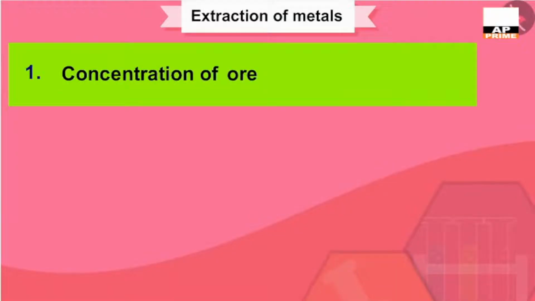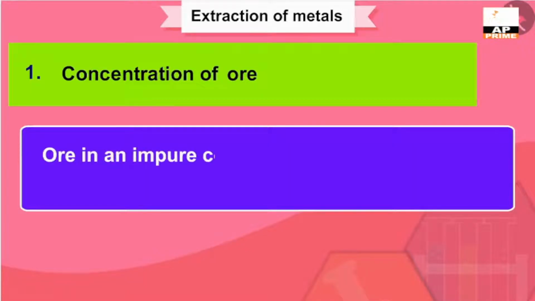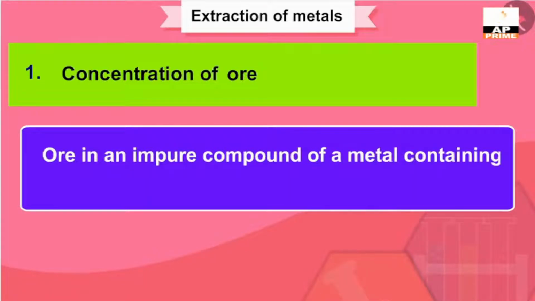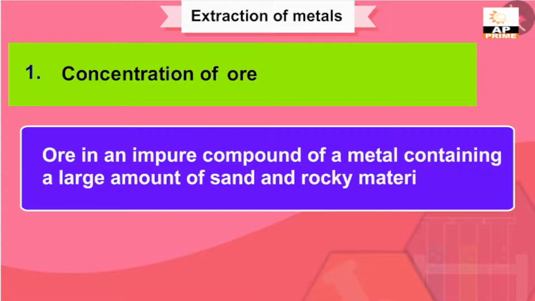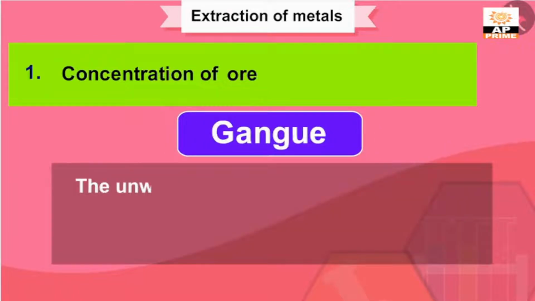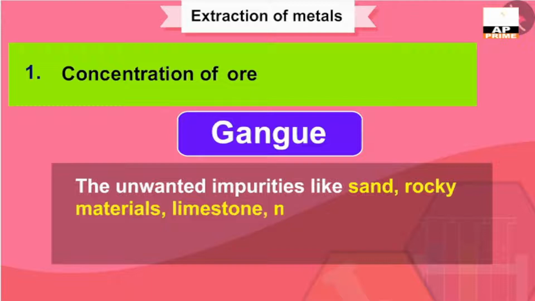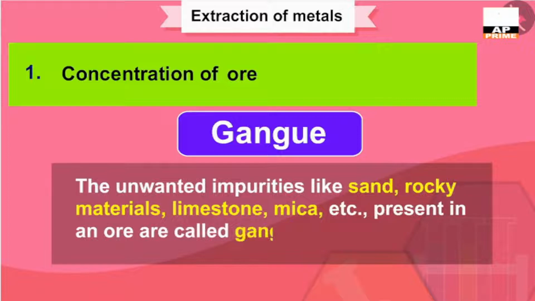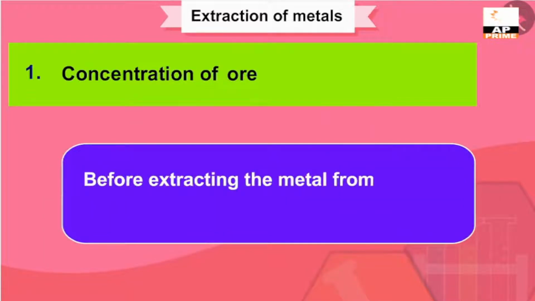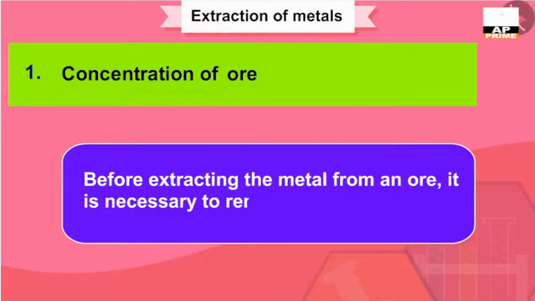Concentration of ore. As we already know, ore is an impure compound of a metal containing a large amount of sand and rocky material. The unwanted impurities like sand, rocky materials, limestone, mica, etc. present in an ore are called gangue. Before extracting the metal from an ore, it is necessary to remove these impurities.